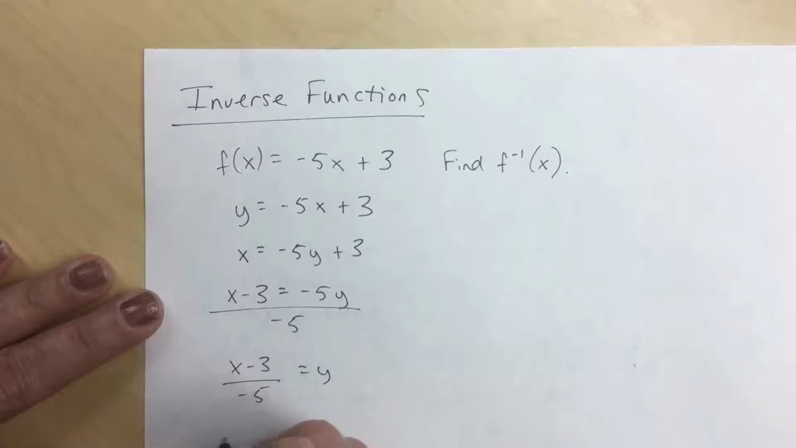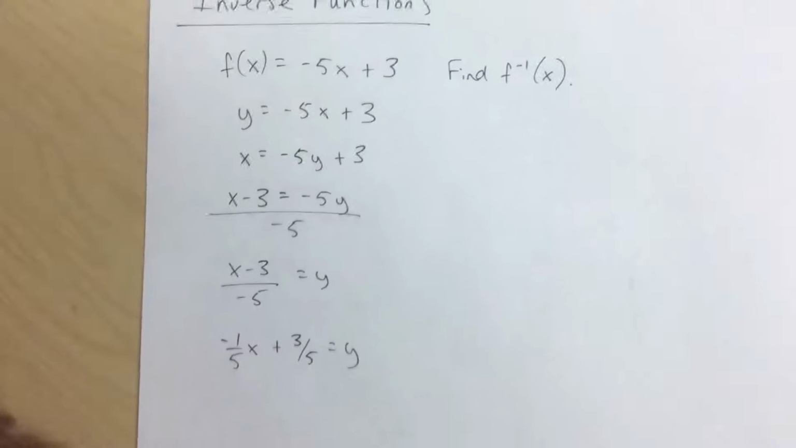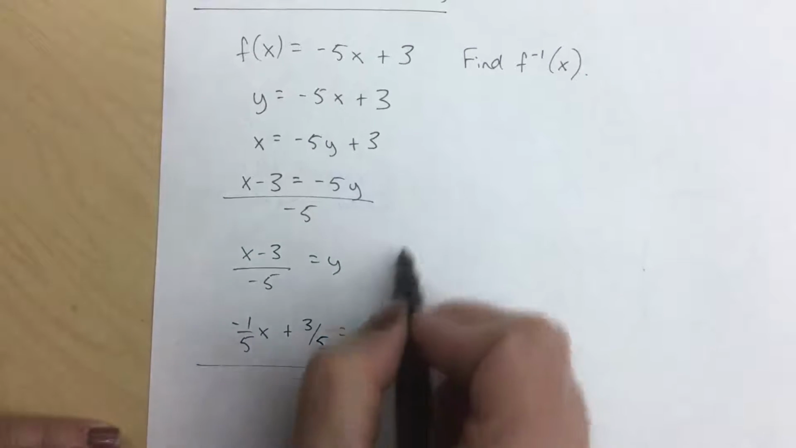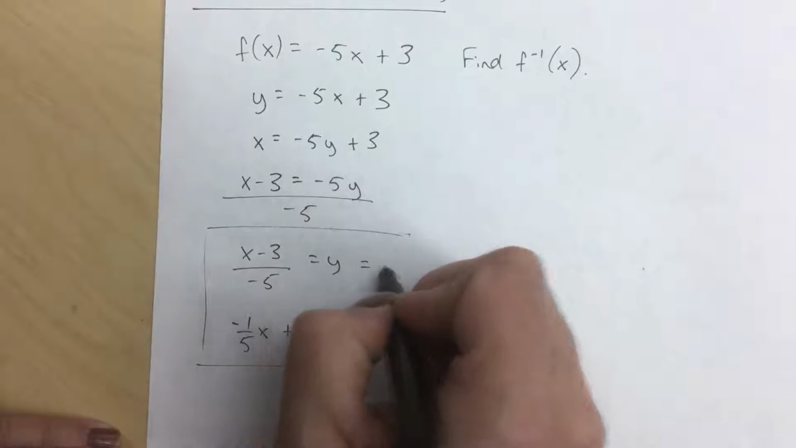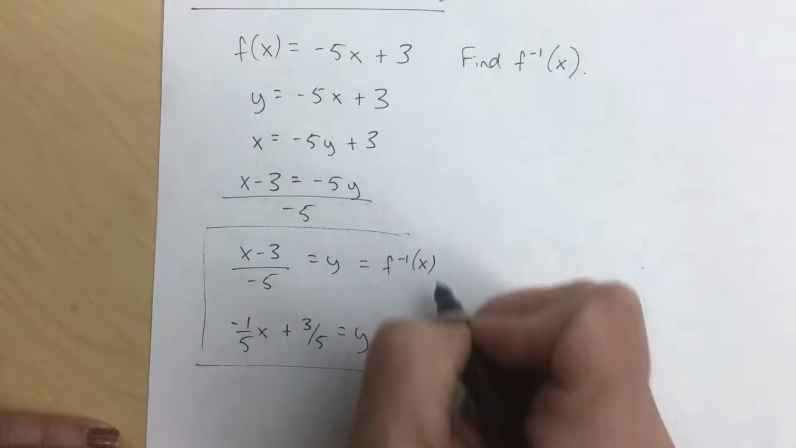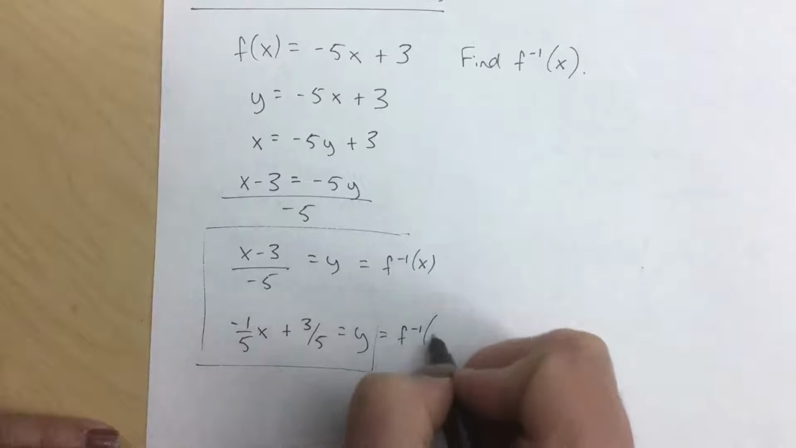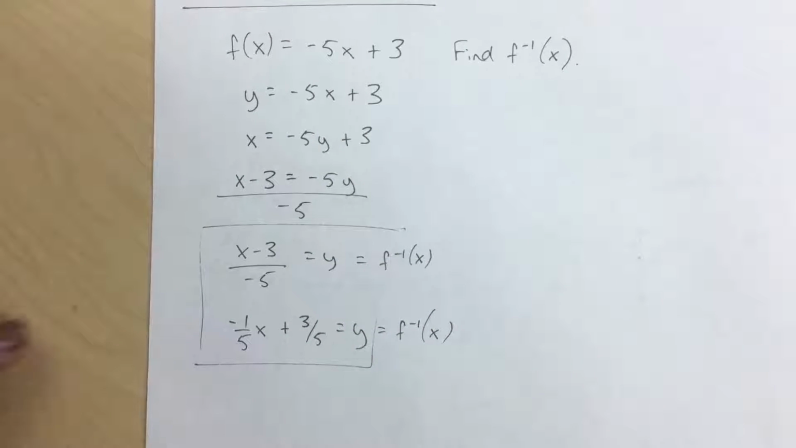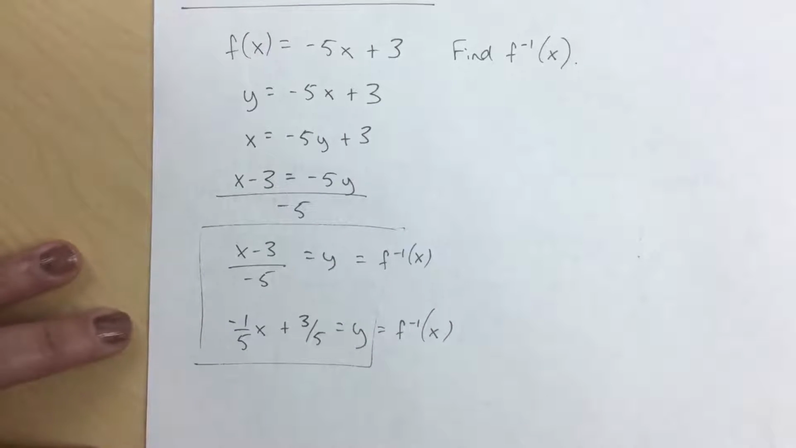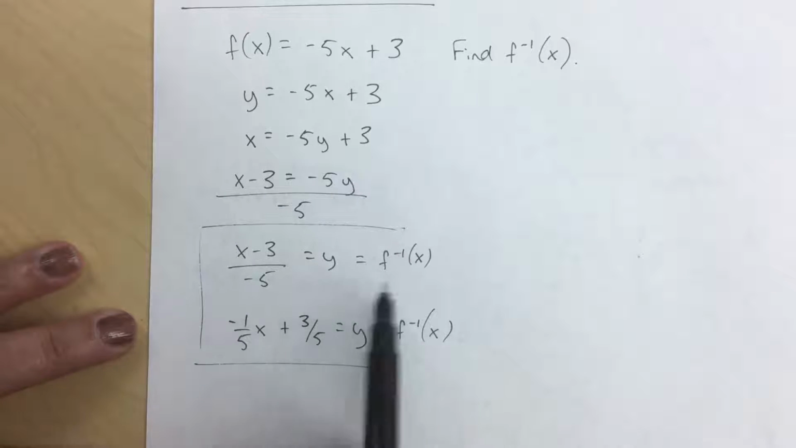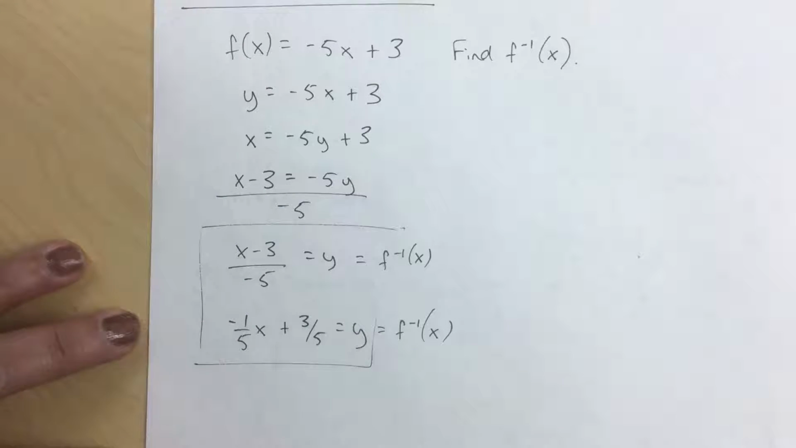Now you could also change that to negative 1/5 x plus 3/5 equals y. So that's the same thing. Either of those would be okay. And you would say then that this is equal to f inverse of x. Okay? So what does that mean? Well, think of it as undoing: one equation undoes the other.